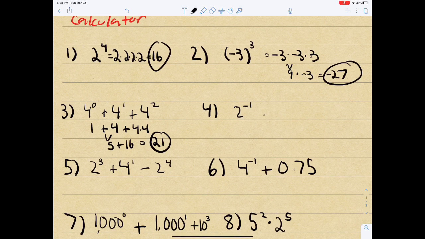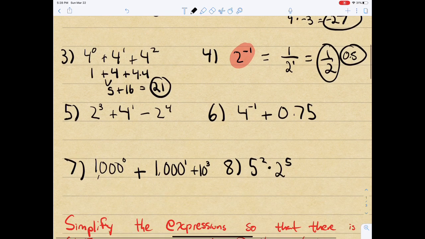2 to the -1. If you guys remember negative exponents, that means we're going to bring this part here to the bottom. So we'll get 2 to the 1, and now the exponent is positive, and anything to the 1 is just itself. Or maybe you got 0.5, but you really want to be doing this without a calculator.